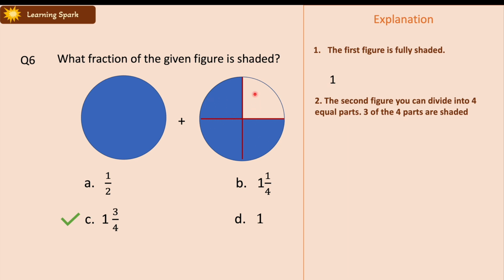Now see, all the parts are equal, right? And 3 of the 4 parts are shaded. Okay, so 1, 2, 3 are shaded by blue color, right? And the question is, what fraction of the given figure is shaded? Okay, so here it's complete 1, and here it is 3 by 4. Out of 4 pieces, 3 pieces are shaded, correct? 3 by 4. So if you now add these two, 1 and 3 by 4, then this is the final answer. Okay, so that's why this is the answer.